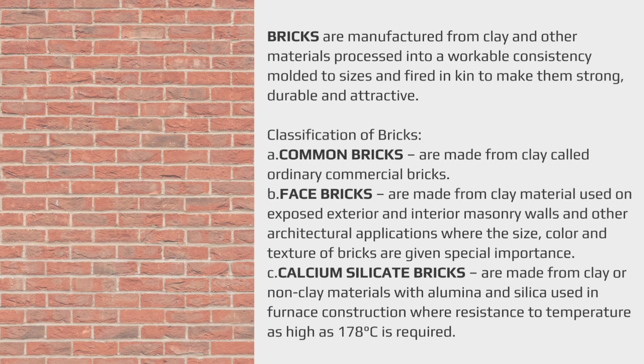Classification of bricks. Common bricks are made from clay, called ordinary commercial bricks. Face bricks are made from clay material used on exposed exterior and interior masonry walls and other architectural applications where the size, color, and texture of bricks are given special importance. Calcium silicate bricks are made from clay or non-clay materials with alumina and silica, used in furnace construction where resistance to temperature as high as 178 C is required.